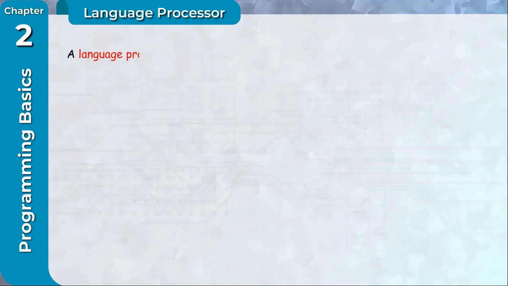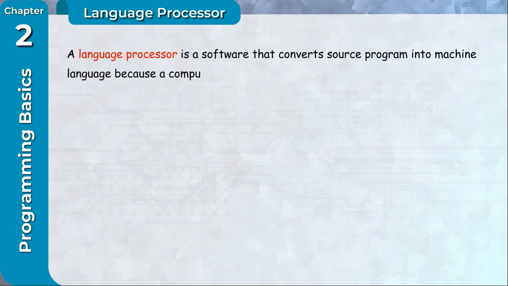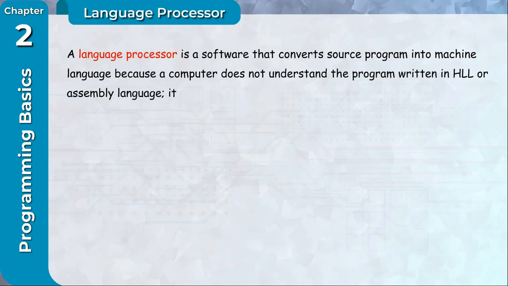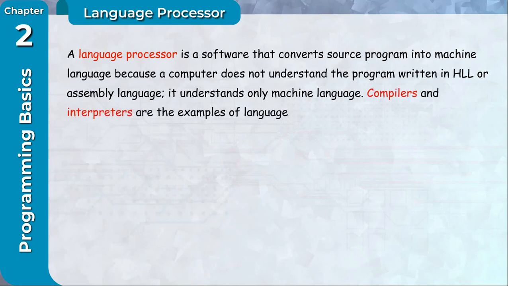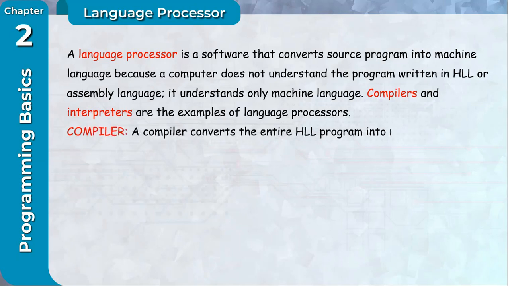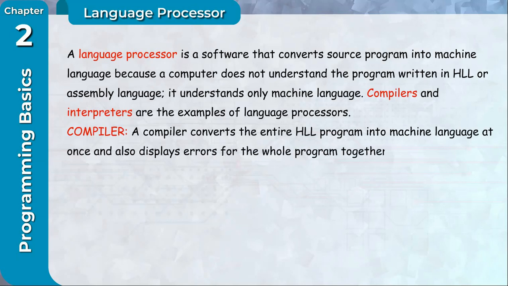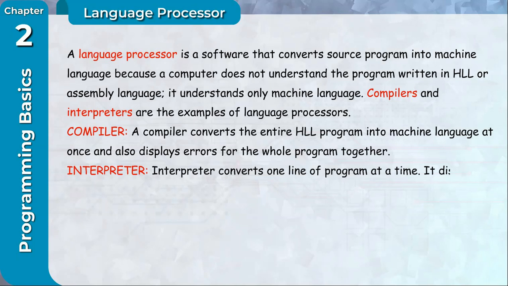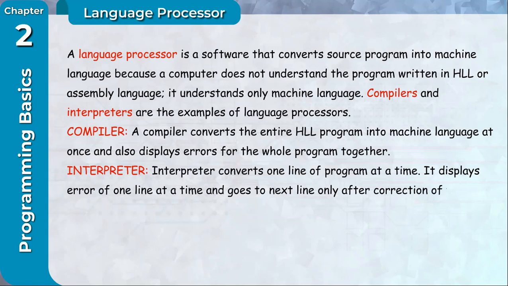Language processor. A language processor is a software that converts source program into machine language because a computer does not understand the program written in HLL or assembly language. It understands only machine language. Compilers and interpreters are the examples of language processors. Compiler. A compiler converts the entire HLL program into machine language at once and also displays errors for the whole program together. Interpreter. Interpreter converts one line of program at a time. It displays error of one line at a time and goes to next line only after correction of that error.